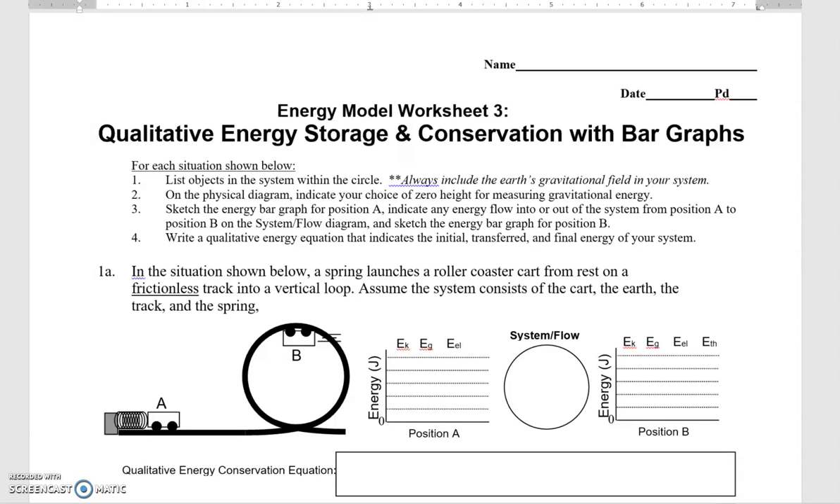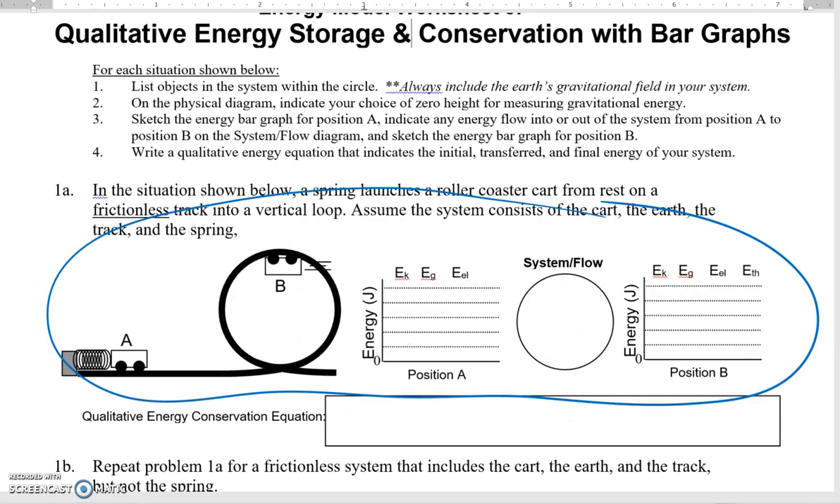Good morning. Your assignment, if you choose to accept it, and you will, is to do worksheet 3 today as one of the things you'll do in class, qualitative energy storage and conservation with bar graphs. I will explain. I will do 1A as an example and explain everything in the diagrams that you need to consider and what you need to fill in.